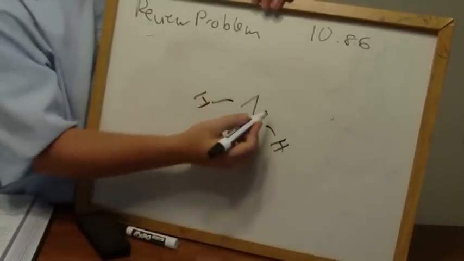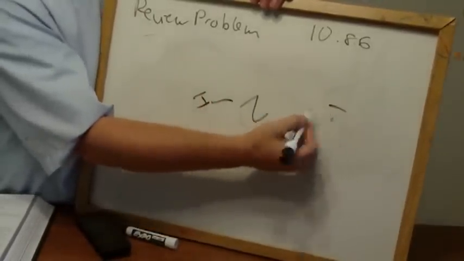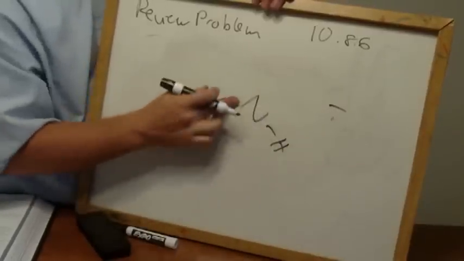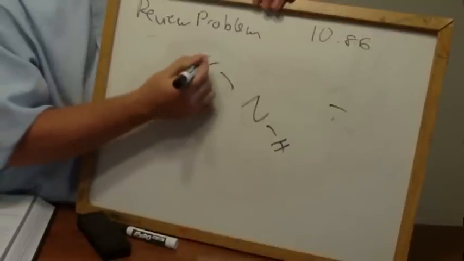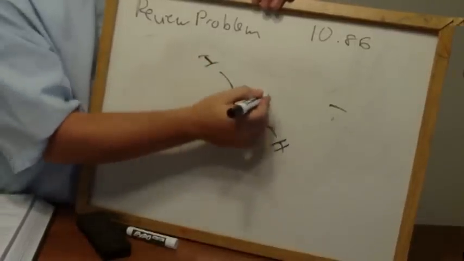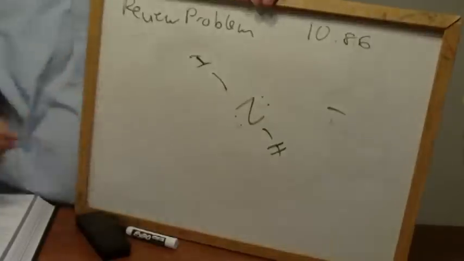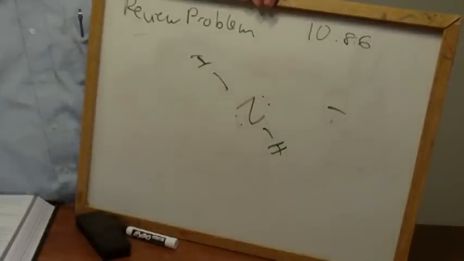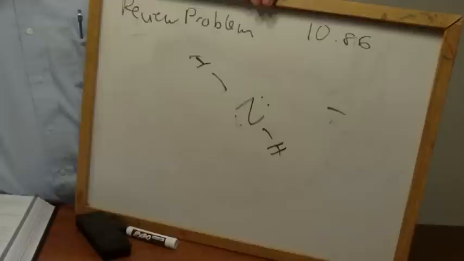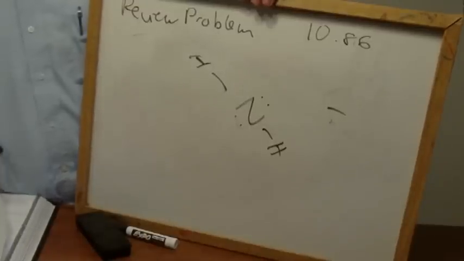NH2 with a minus charge. So we have 5, 6, 7, 8 electrons. 1, 2, 3, 4, 5, 6, 7, 8. So this is going to be 109.5 for NH2 minus. All right, which one is that? 1086E.